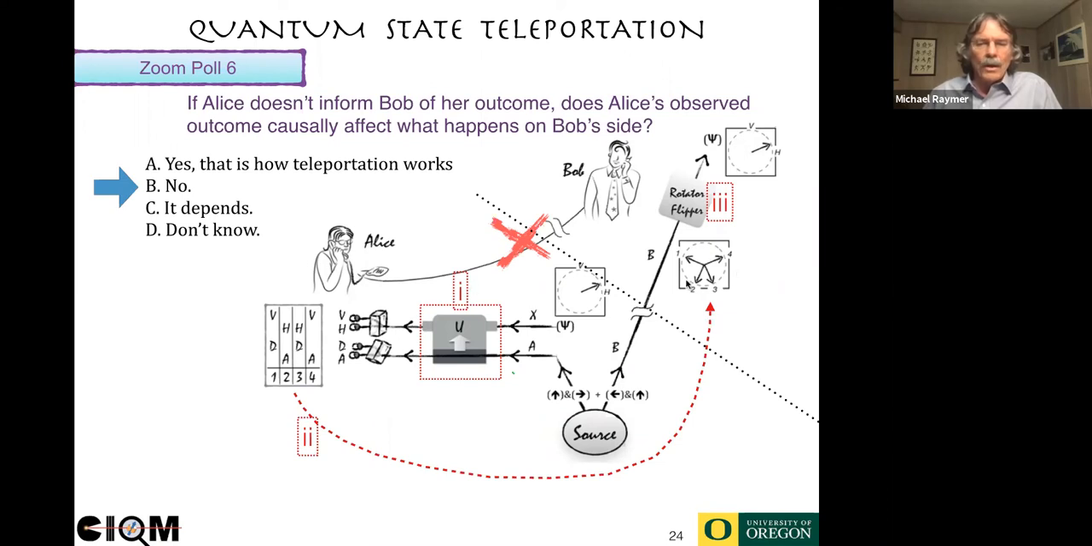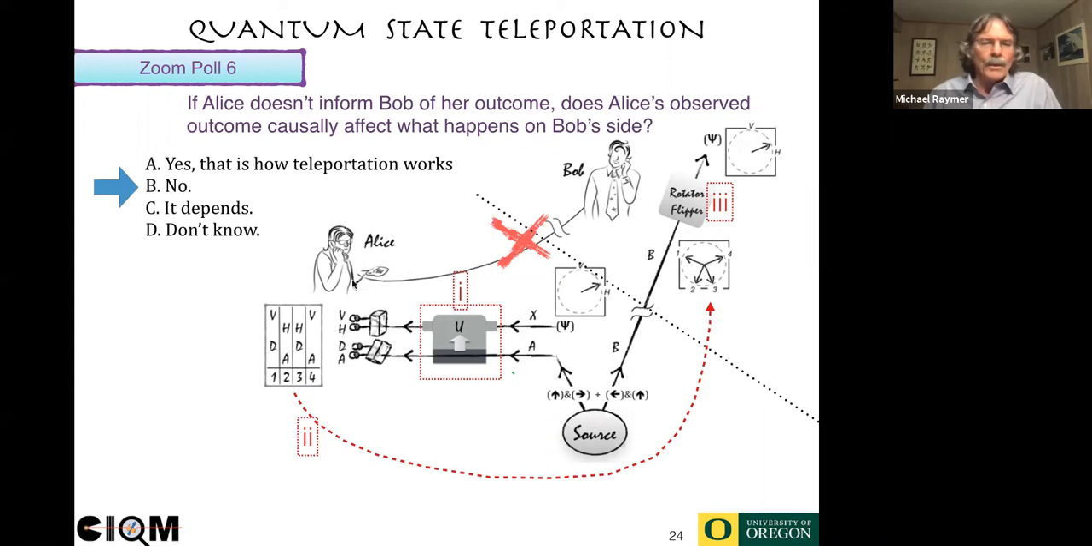Now there's been no causal influence. If there were, then you could use this method to send information faster than the speed of light. And we know that's not possible if you believe relativity. And quantum theory is completely compatible with relativity. So the conclusion is that this is a very subtle, deep conclusion.